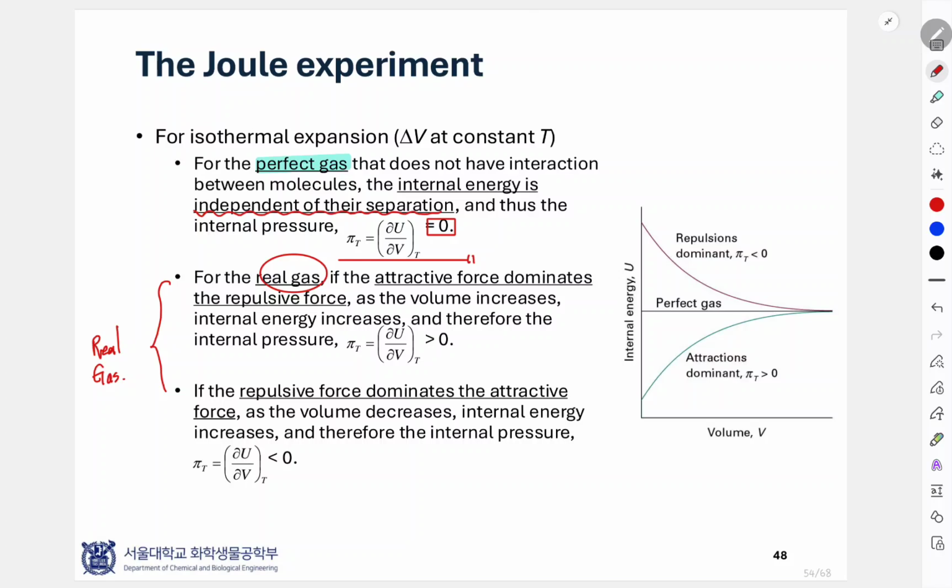You can see the slope of this plot. It is positive in the attractive force dominant region. And if the repulsions are dominant here, an increase in volume weakens them, and the internal energy decreases because no energy is required to separate the molecules, implying that the internal pressure is negative here. So you can see the slope is also negative.